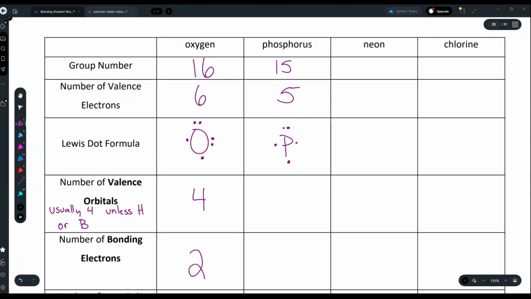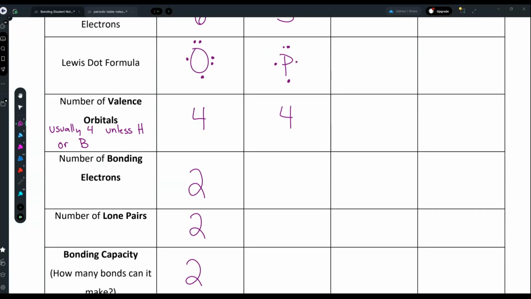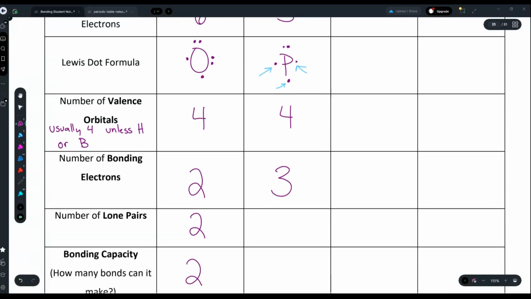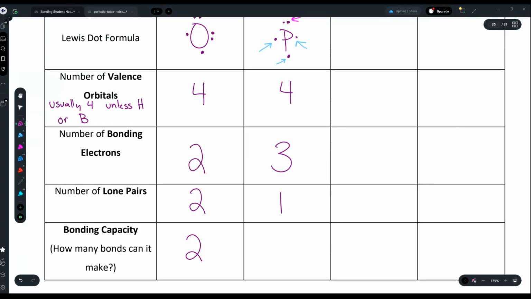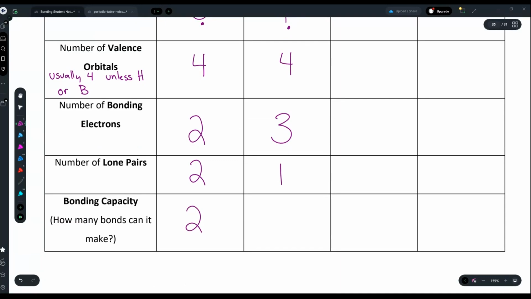So phosphorus isn't one of our exceptions, so it still has 4 valence orbitals. For the number of bonding electrons, so electrons by themselves, we have 3. For the number of lone pairs, that's going to be this one right here, so there's only 1 lone pair. For our bonding capacity, that's correlated to how many bonding electrons you have. So since we have 3 bonding electrons, phosphorus can make 3 bonds.